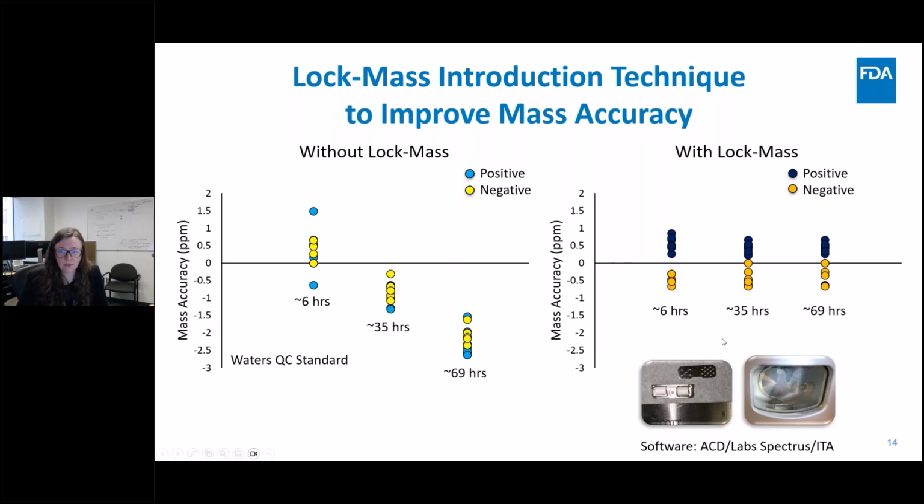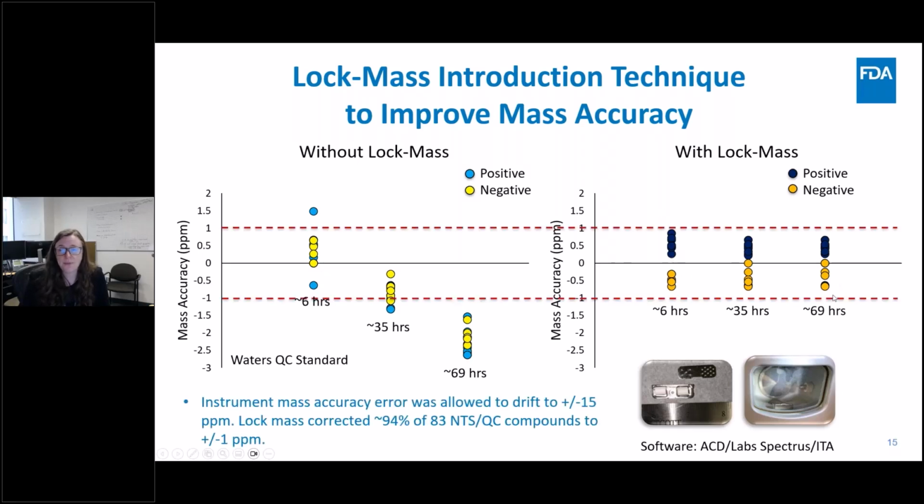We've done some tests to show that they stay present throughout even 69 hours, and you can use them then as lock mass. If we do that, you can see we're actually able to correct our mass accuracies to within plus or minus 1 ppm. And that stays stable across the entirety of this pretty long queue. We also tested this on our NTSQC compounds, and we found that about 94% of the compounds were within plus or minus 1 ppm when using this lock mass approach.